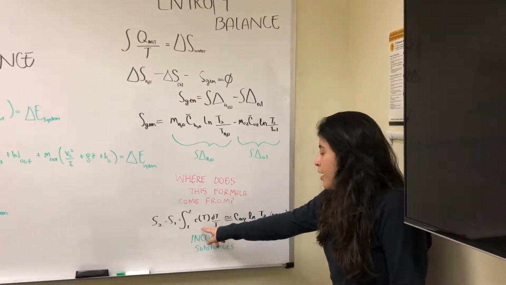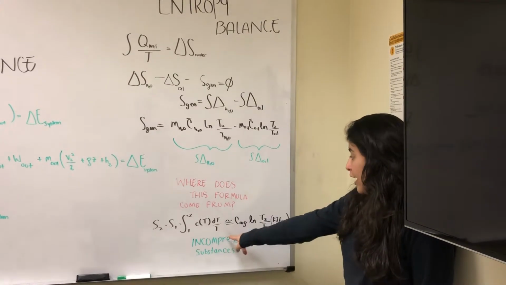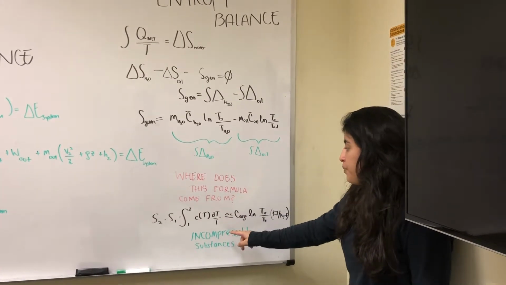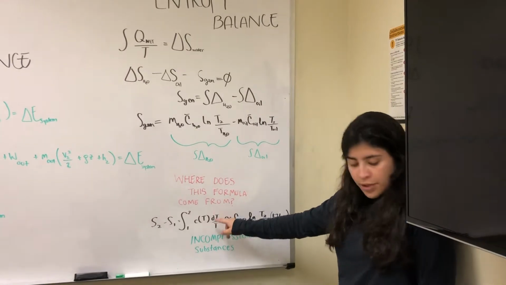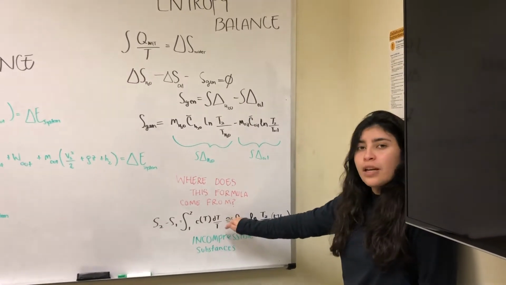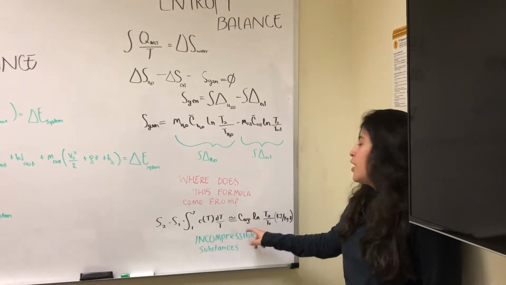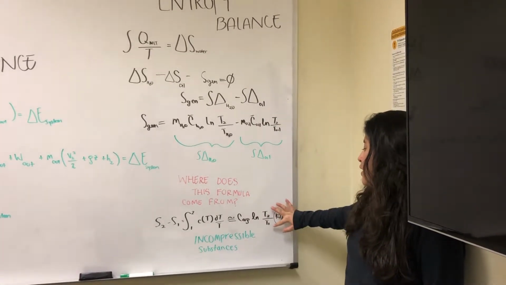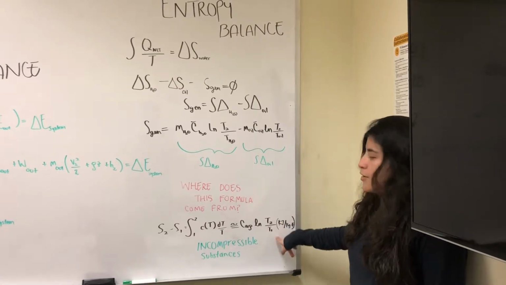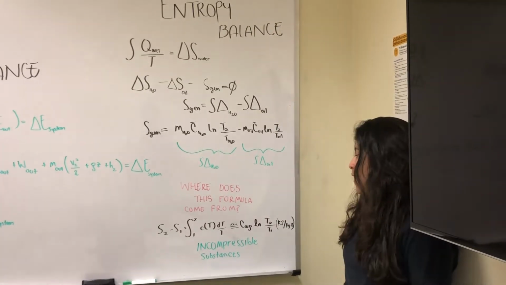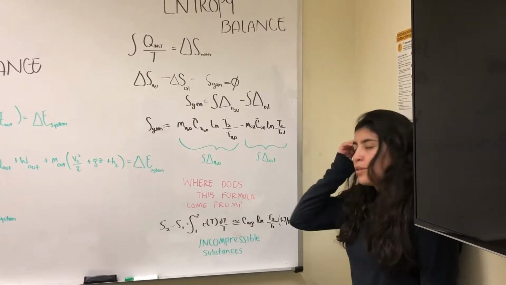So we have the specific heat as a function of T, and then we have the differential of the temperature equal to C average, that's the specific heat, times ln T2 divided by T1. And this is because we have incompressible substances.